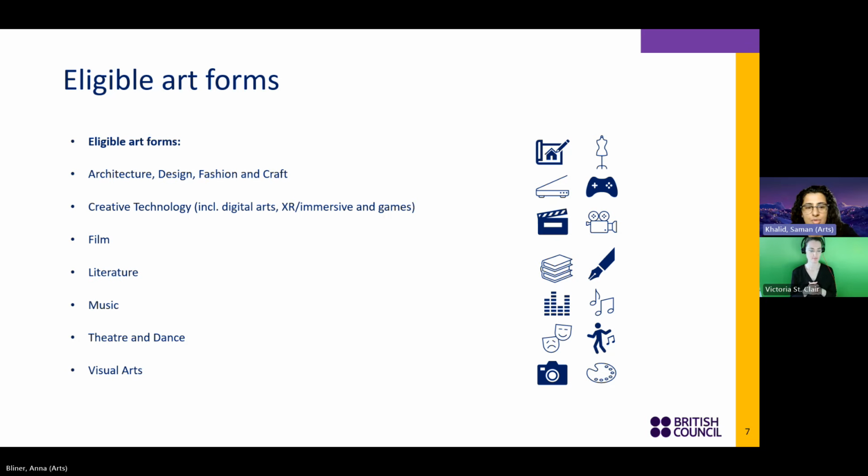So these are the art forms that we are accepting. So we have architecture, design, fashion, and craft. We have creative technology, film, literature, music, theatre, and dance, and visual arts. We are accepting projects that have multiple art forms, but for the sake of the application, just input one main art form, and this is so we can select the appropriate assessor for your application. Next slide, please.